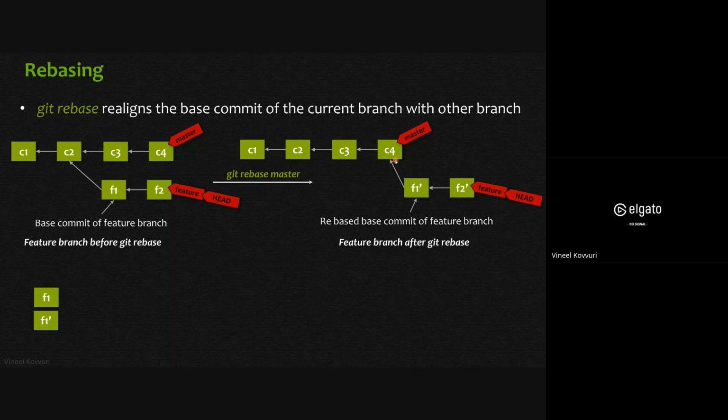Imagine you just created a new branch under C4. What will happen? It will have your bug fix changes as well, isn't it? So that's exactly what we mean by rebasing. Rebasing means basically realigning your base commit so that it will get all the changes that happened in C3 and C4, which in our case are bug fixes. Okay, does it make sense?